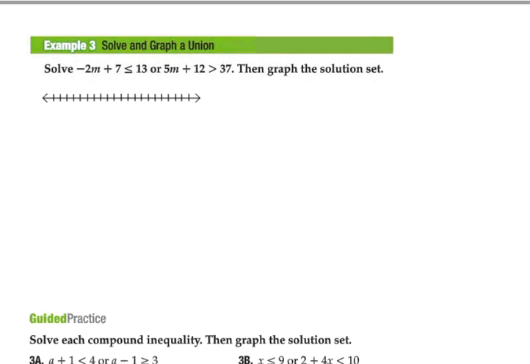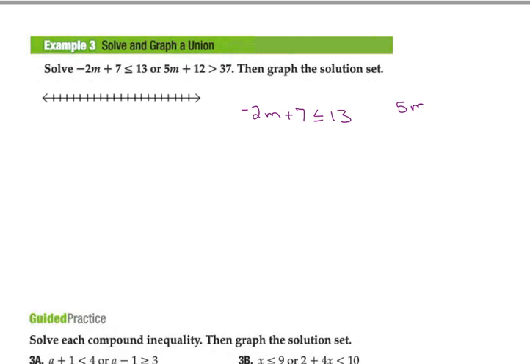Okay, now we're going to go ahead and solve and graph what's called a union. Union and "or" are synonymous. And understanding that when we graph this, we are technically solving two inequalities, and then we're going to graph them on the same plane. So when we look at this, we have negative 2m plus 7 less than or equal to 13.